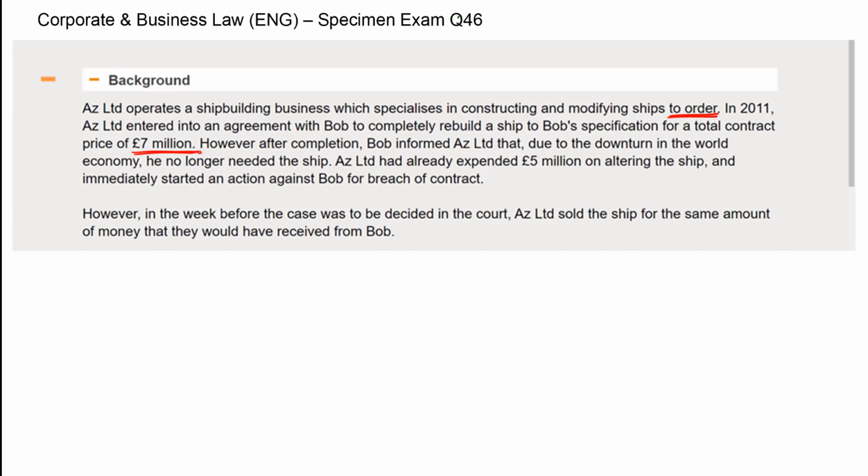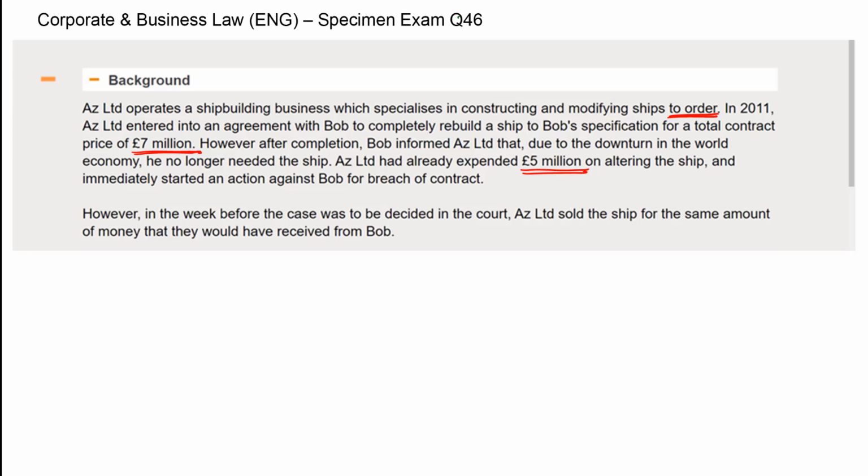Now, the problem is, once the work was done, Bob informs AZ that he no longer needed the ship. So Bob doesn't want to pay, doesn't want the ship anymore. AZ had already spent £5 million on altering the ship, so that's its costs. And so they're now starting an action against Bob for breach of contract. Now, just before the case was due to be decided, AZ sold the ship for the same amount of money that they would have received from Bob.